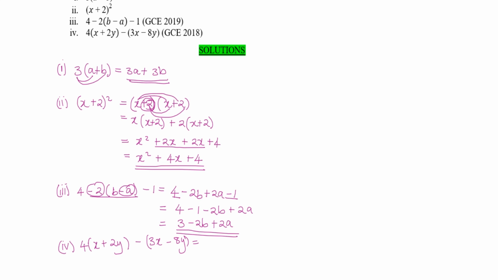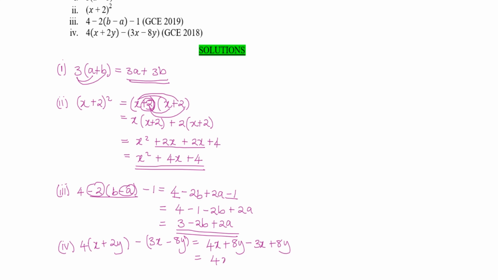For the first part, we'll say 4 times x will give us 4x, then 4 times 2y, say plus 8y. Then here there is a minus, and since there is no number here, the number that is there is a 1, so we'll say negative 1 multiplied by 3x, it will be negative 3x. Then negative 1 again multiplied by negative 8y, it will be positive 8y. Okay, from there you can collect the like terms.